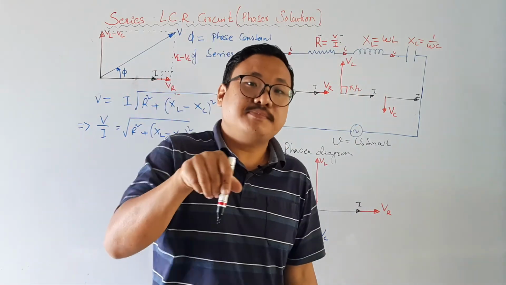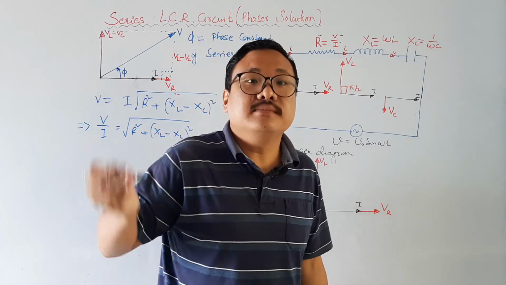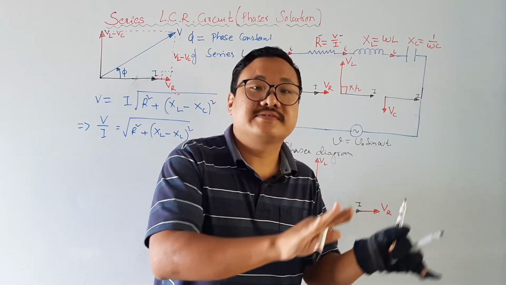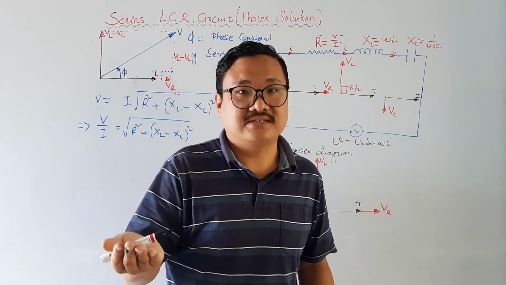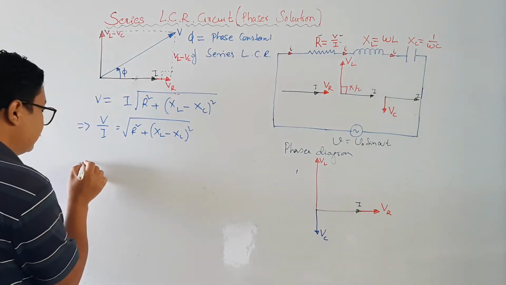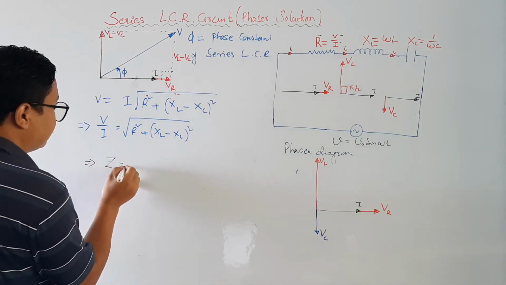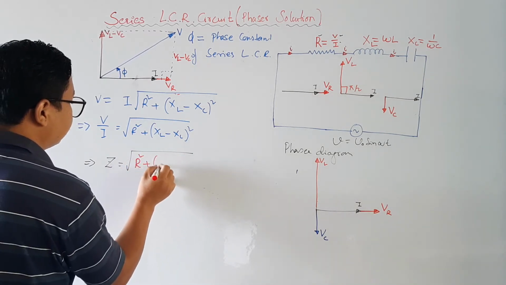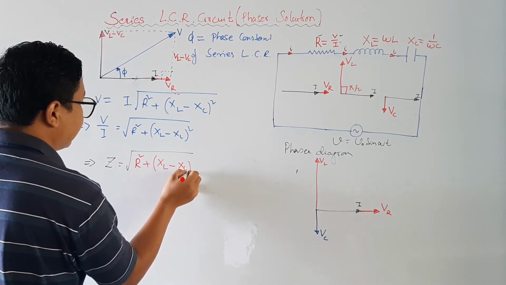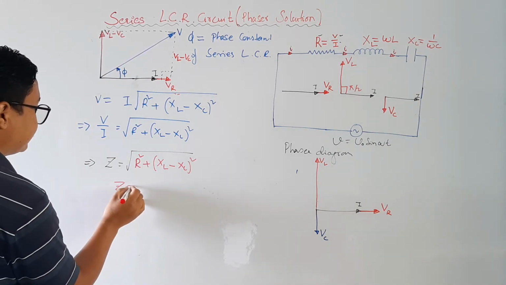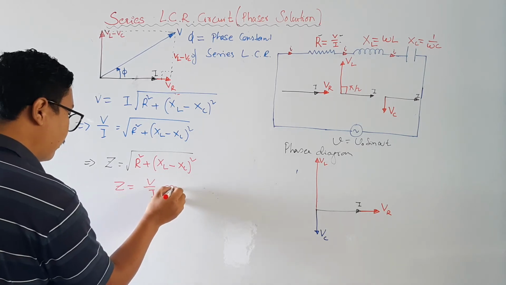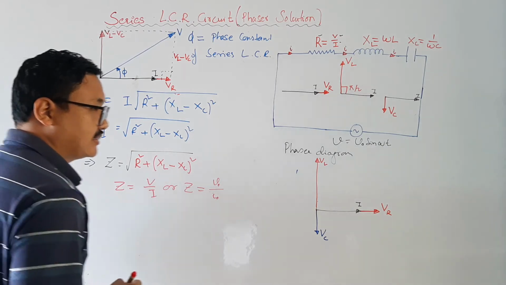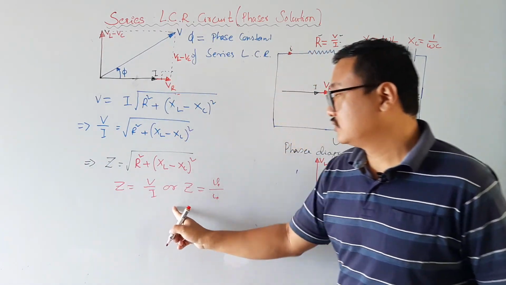What is the meaning of impedance? Impedes means to slow down, to push it back, to give obstacles. So impedes means the resistance. So Z is equal to root over R squared plus XL minus XC whole squared. Now it has become very simple, where Z is equal to V by I, or this Z can be written as V0 by I0. That is very simple.